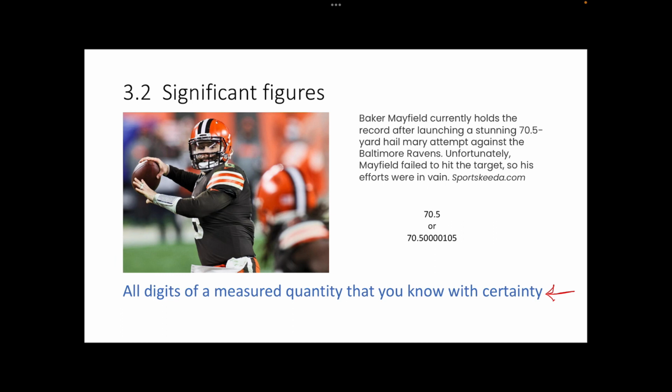So his longest pass is 70.5 yards, or do we know it to 70.5000000105? We do not know all these digits, right? Because we were on a football field, and you only know how long the pass is to a certain number of digits because of the scale of the field and how well you can measure. So significant figures tell you how well you were able to do your measurement, like how many digits or how precisely you know your number.